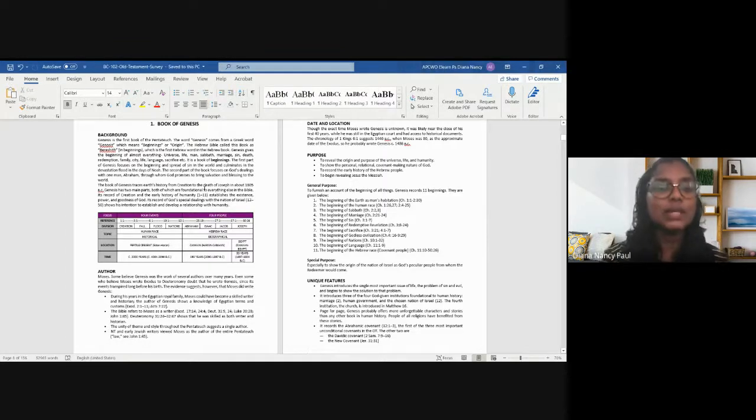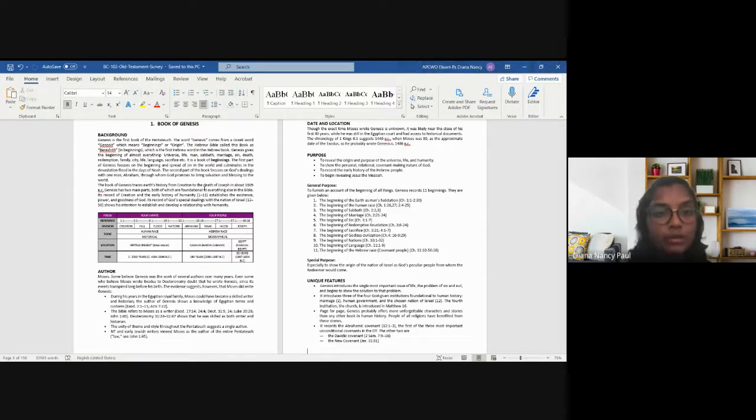With this, we see a diagram in our notes that the book focuses on four events and four people. The four events are, from chapter 1, the creation. Chapter 1 talks about the creation, and chapter 3 talks about the fall of man. Chapter 6 talks about the flood, the complete wash of the human race, and by grace how God saved only Noah and his family.